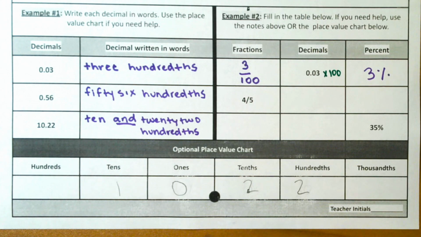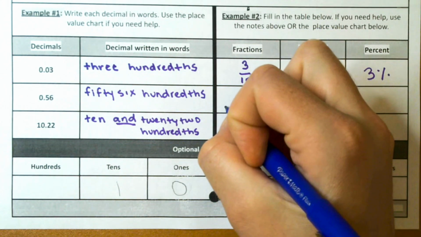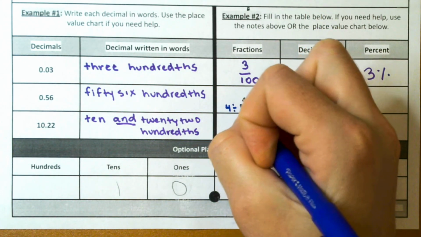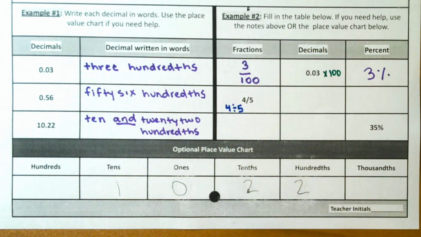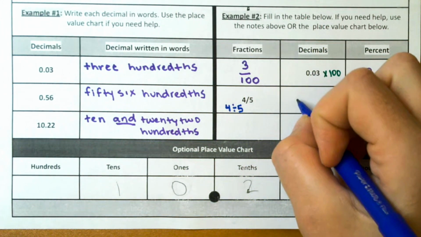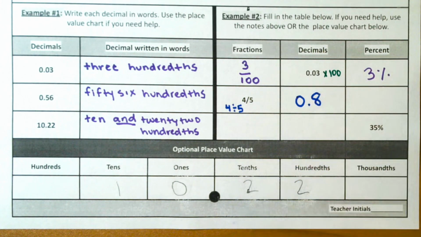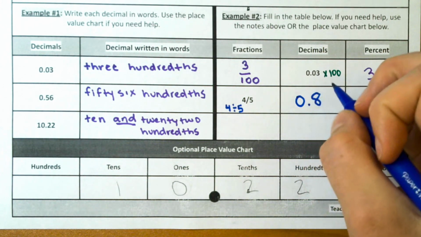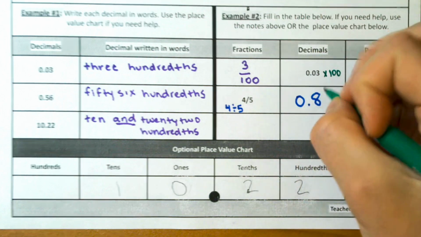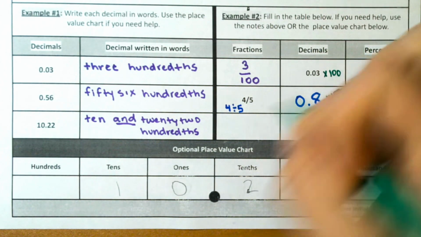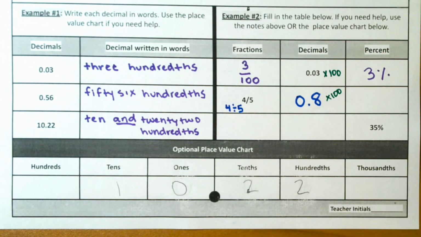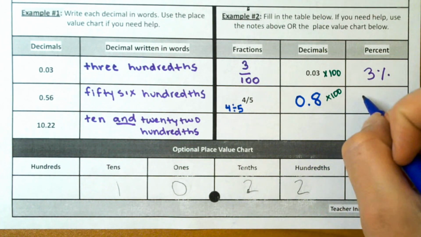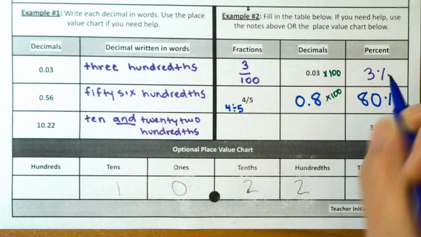All right, our next row, we have 4/5. So we're going to do 4 divided by 5. 4 divided by 5 is 8/10. And when I multiply my decimal by 100, or remember you can move your decimal over 2 spots to the right, I get 80%.